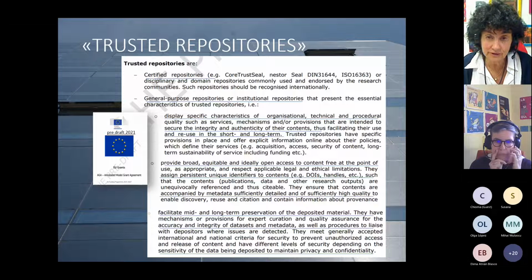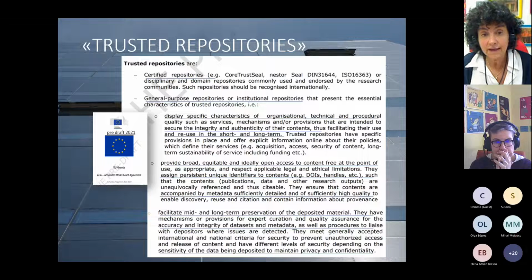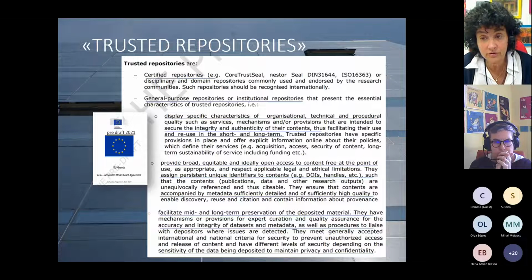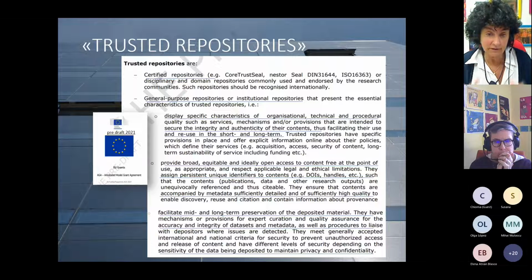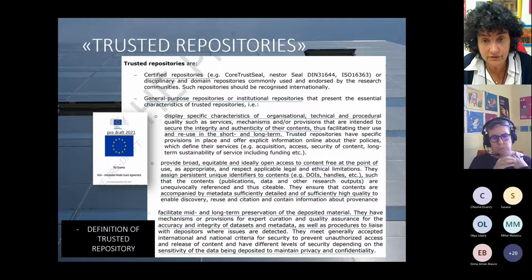The definition of trusted repository, which is the other novelty, is in the annotated model grant agreement, okay? And trusted repositories are either certified repositories with a Core Trust Seal or this ISO seal, or general purpose repositories or institutional repositories, provided that they have some characteristics that you see here. So this is the definition of the trusted repository.